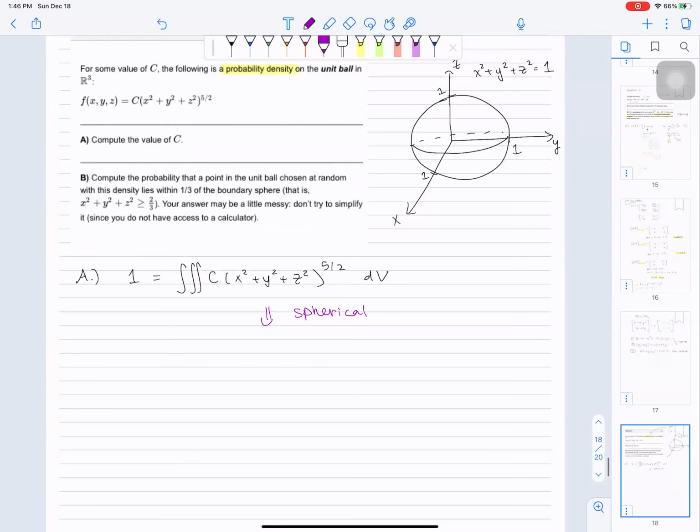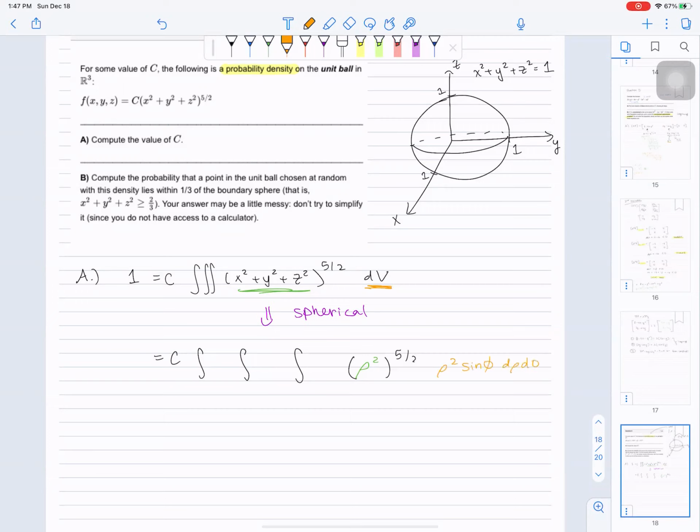So what happens when I convert to spherical? Let me write this c on the outside. C is a constant, right? So I'm going to write it on the outside and focus on my integral. I have a triple integral. What is x squared plus y squared plus z squared in spherical coordinates? That's equal to rho squared. So I have rho squared all to the 5/2 power. What is dv in spherical coordinates? That's rho squared sine phi d rho d phi d theta.